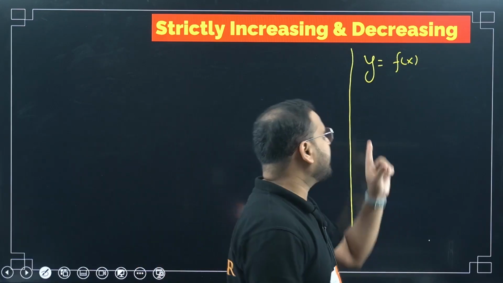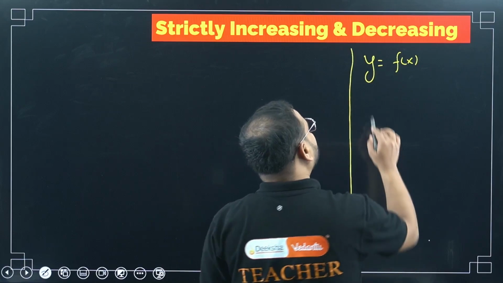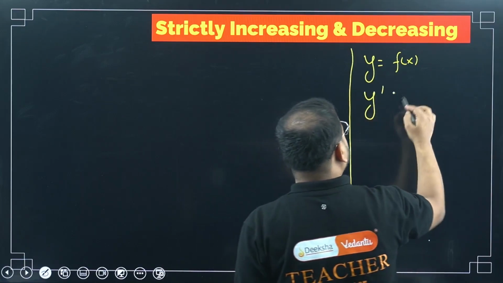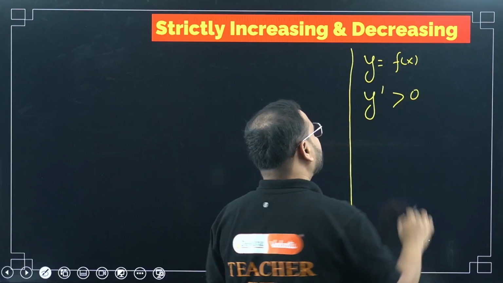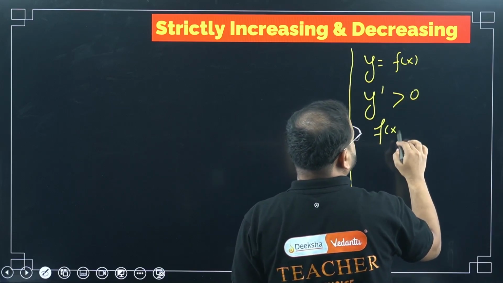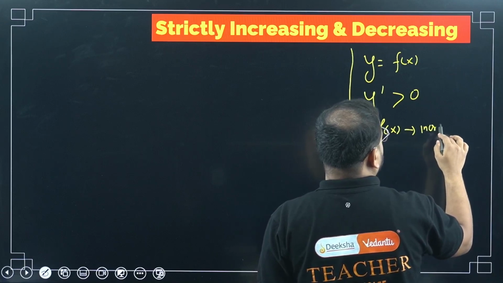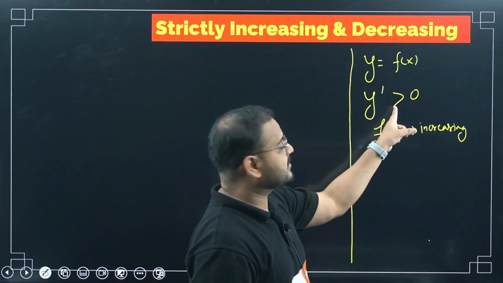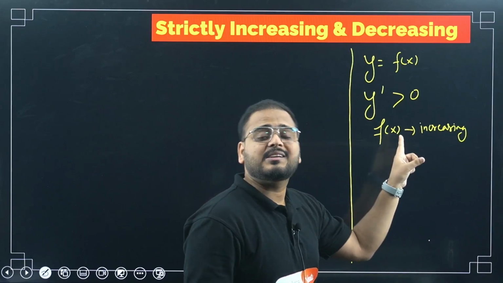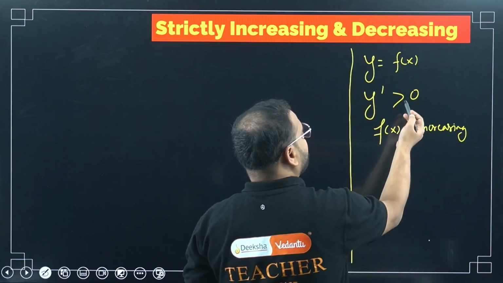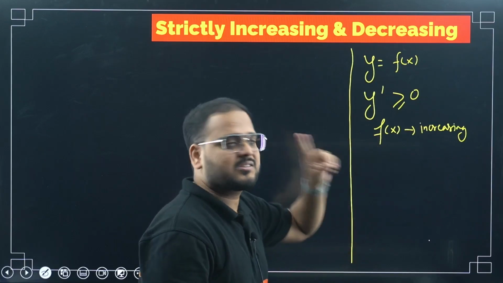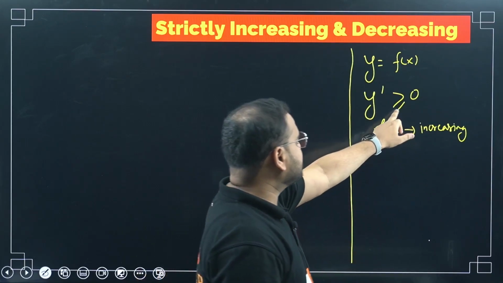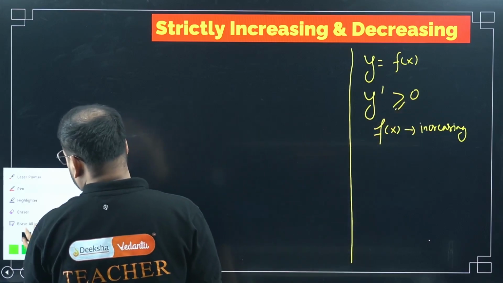So what happens if our function is y equal to f(x)? You find the first derivative given by y dash. If this is greater than 0, then what is it? Simply function f(x) is increasing. Actually what happens is, if there is only a greater than 0 symbol, we call it strictly increasing. If there is an equality sign here, I'll call it simply increasing. Understand this. If I have an equality sign here, increasing. If there is no equality sign here, I'll call it strictly increasing.